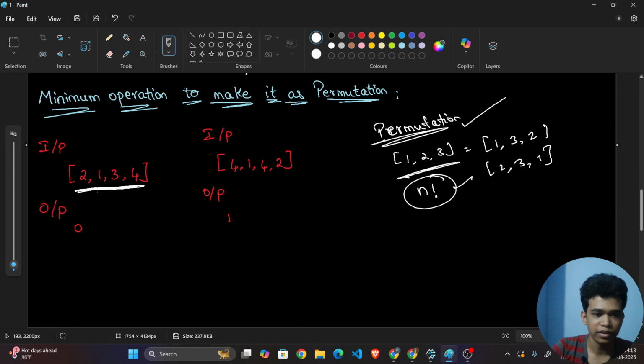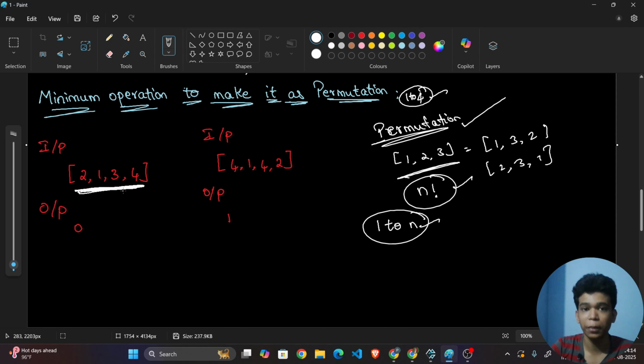Now see here, this is one of the permutations of 1 2 3 4, right? In the question itself they have clearly stated that we want to just make the given array a permutation of 1 to n. It is 1 to n because the length of this array is 4, so 1 to 4. And it is a 1 to 4 permutation. So what is my output? It will be 0 because I don't need any operation. I don't want to increment or decrement any elements in the array. It is already a permutation, so no worries. So our output will be 0.